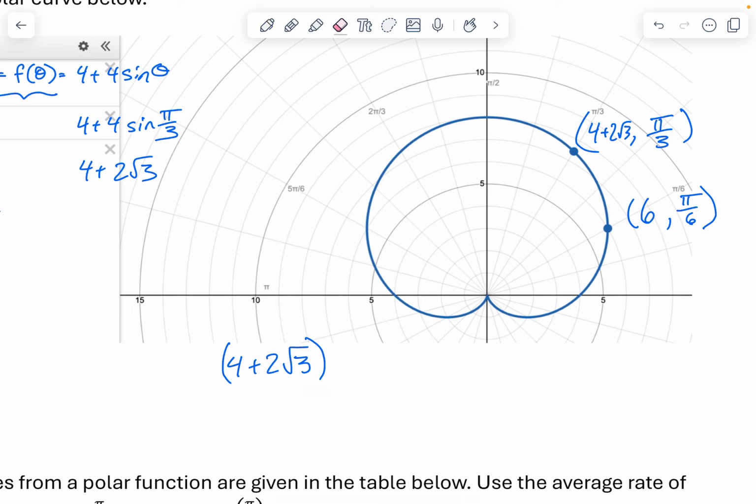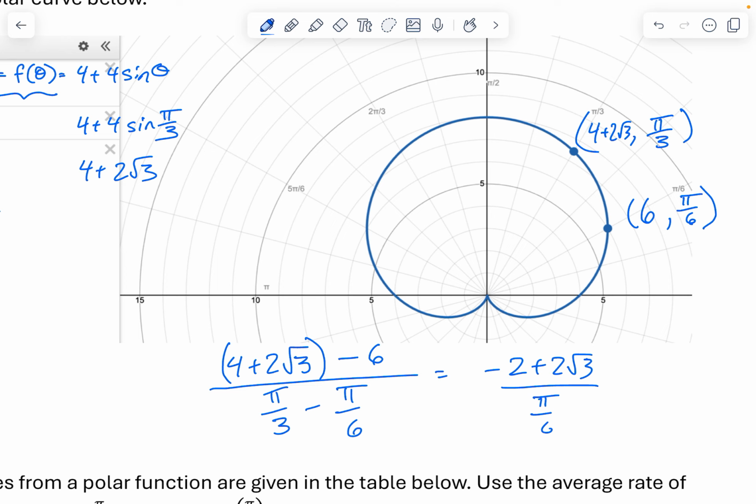Watch this. Here we go. Do you know why I decided to do it the other way? Because I didn't want to deal with negative angles. So this gives me 4 minus 6, which is negative 2. So this is negative 2 plus 2 root 3 being divided by pi over 6.